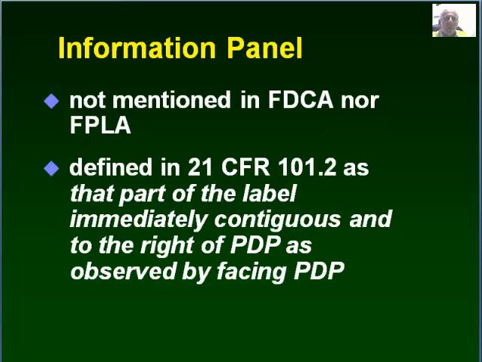So if you were looking at the snack cakes in one of the previous slides, and you're looking at it face on, the information panel is going to be contiguous to the right hand side of that principal display panel.